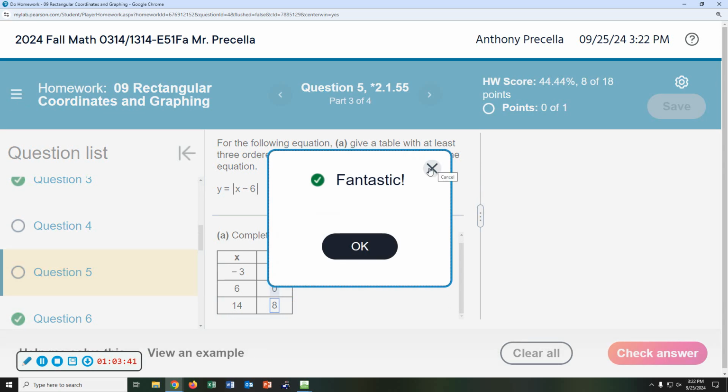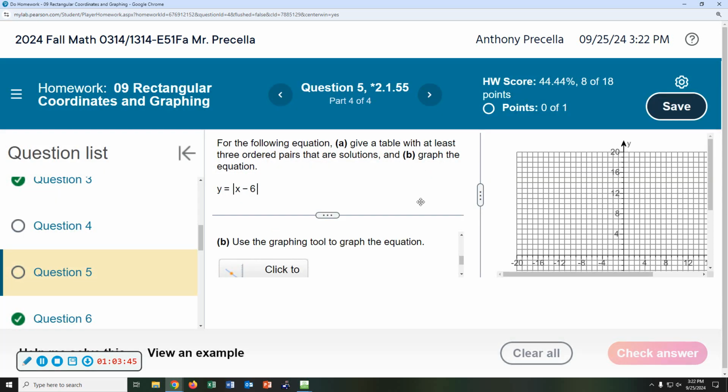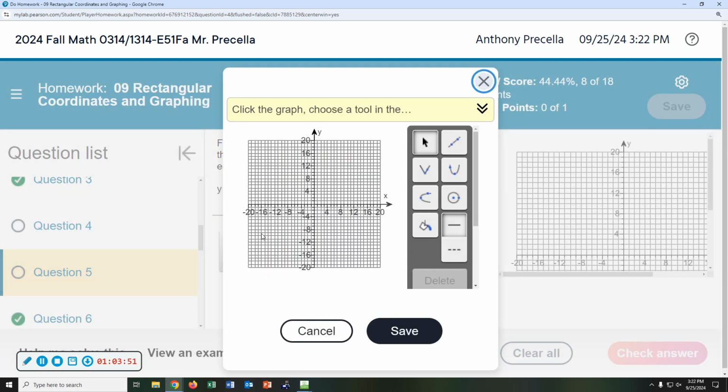One semester, I had literally everyone in the class email me about this particular problem. Well, first of all, you choose the tool. We want the absolute value tool, and there's only one thing that looks like a V. Where is it? Right there. If you hover, in small print it says absolute value tool. You click that.